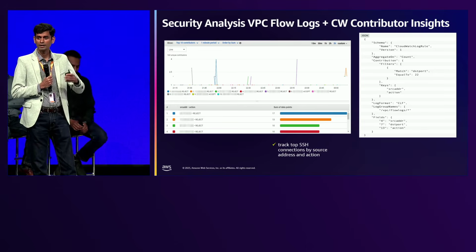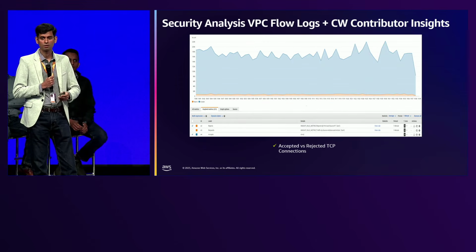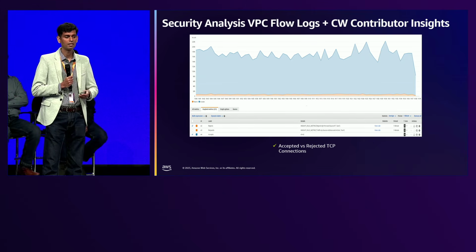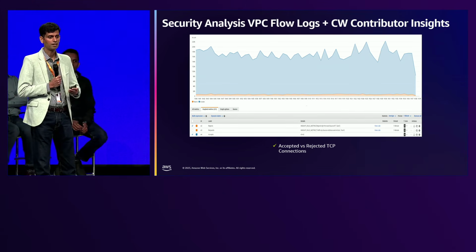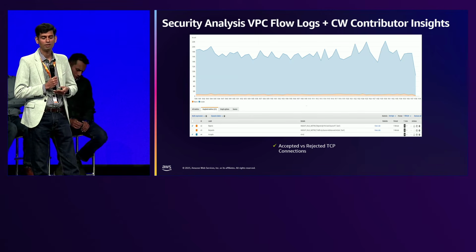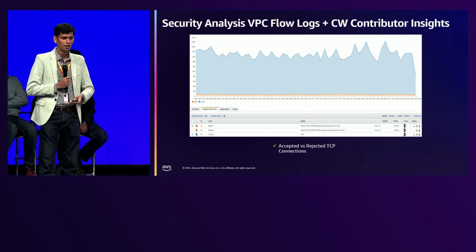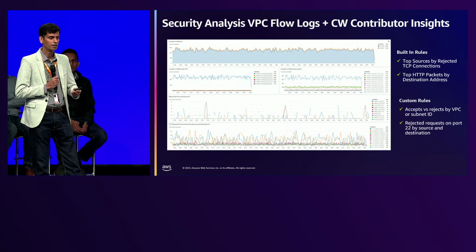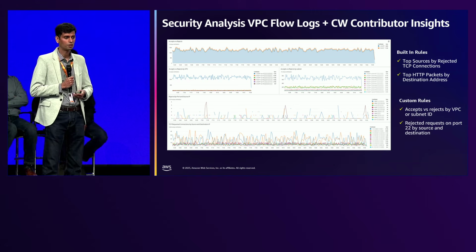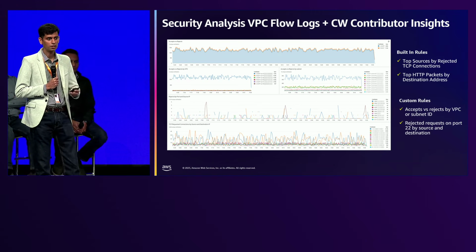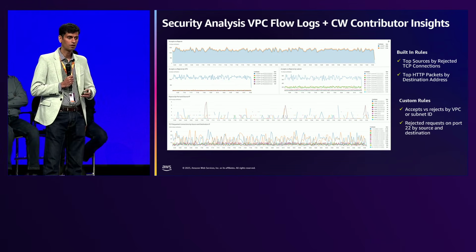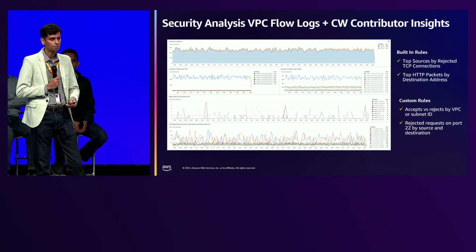Another example is looking at accepted versus rejected TCP connections. So here, if you identify that there is an increase in the rejected TCP connections, it might be indicative of a brute force attack that might be happening in your apps, and you can investigate further. So essentially, you can take this and customize it to your requirements and build a dashboard of these rules depending upon what is most important for your security posture. So you have the flexibility to add some built-in rules like top HTTP packets by destination address, or use custom rules like rejected requests on port 22, which we talked about, and so on.